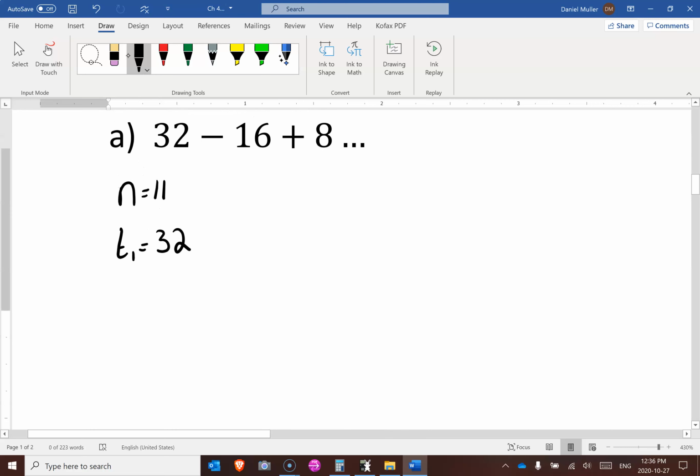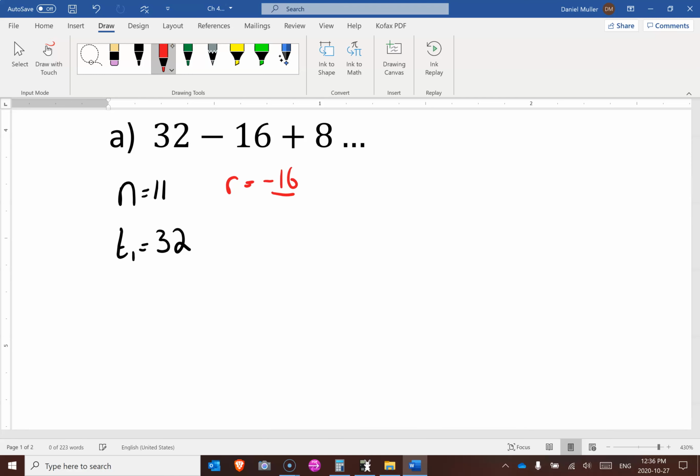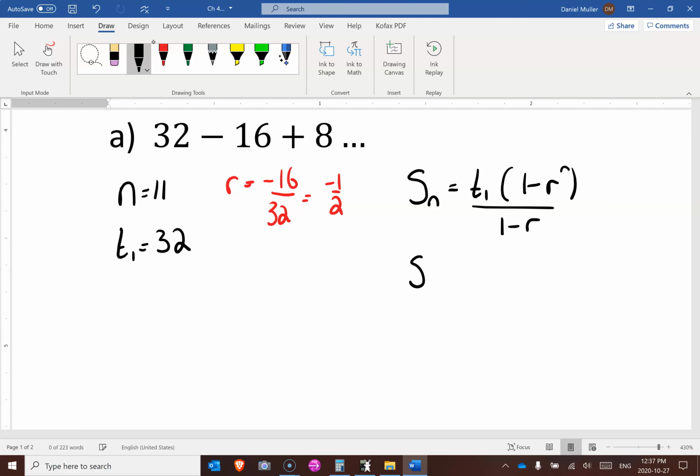And my r, my ratio. So my ratio is the second term, negative 16, divided by the first, which is 32, and that's negative a half. Okay. So now I can find the sum. The sum is equal to the first term times 1 minus r to the n, all over 1 minus r. So let's find S11. So the first term is 32, times 1 minus, and this is a negative, so I'm going to put it in brackets again, to the power of n, which is 11, all over 1 minus negative a half.